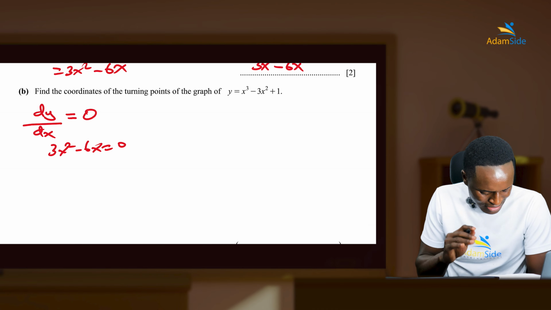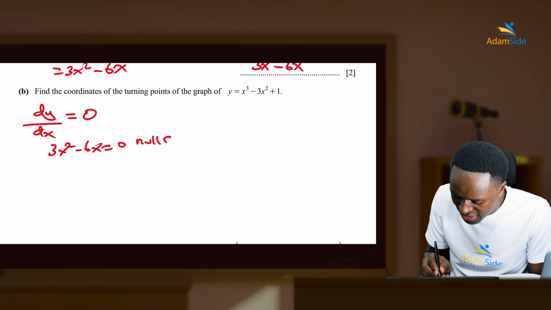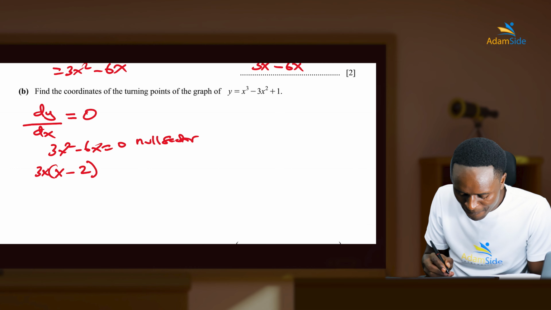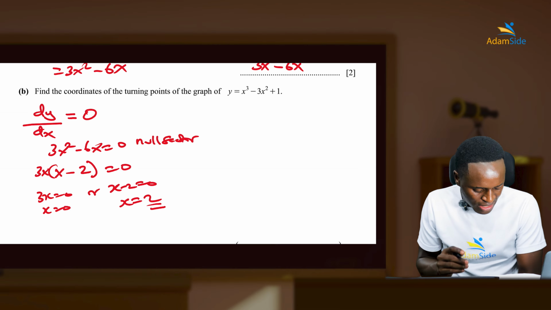We need to find the value of x. Here we're going to use the null factor. Let's use the null factor to solve this. So factorize. We say 3x into x minus 2 is equal to 0. So 3x is equal to 0, so x is equal to 0. Or x minus 2 is equal to 0, x is equal to 2. Very good. So we have these two values.